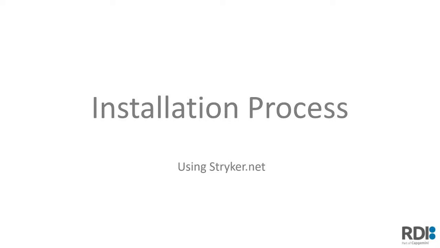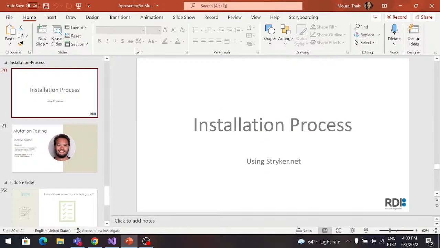One more thing that I think is important to talk about is the installation process, so you can do your own mutation tests. Here we're going to use Stryker.NET. Stryker.NET is a tool that you can use to perform mutation testing for .NET Core and .NET Framework projects. So let's go to the demonstration where I will show you how to install Stryker.NET. I'll stop the presentation here.